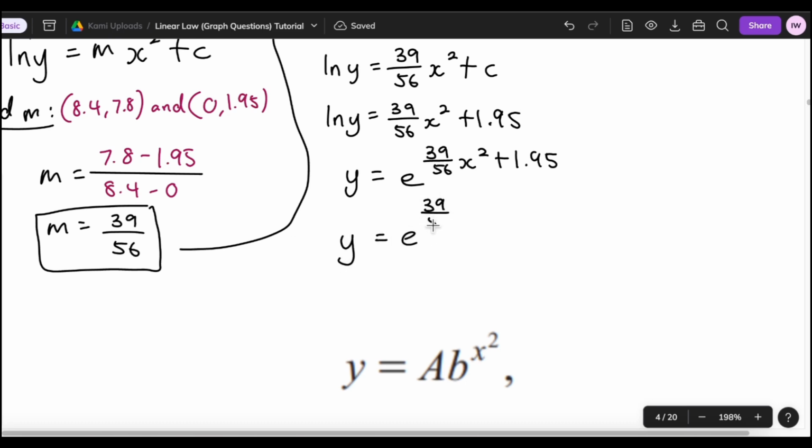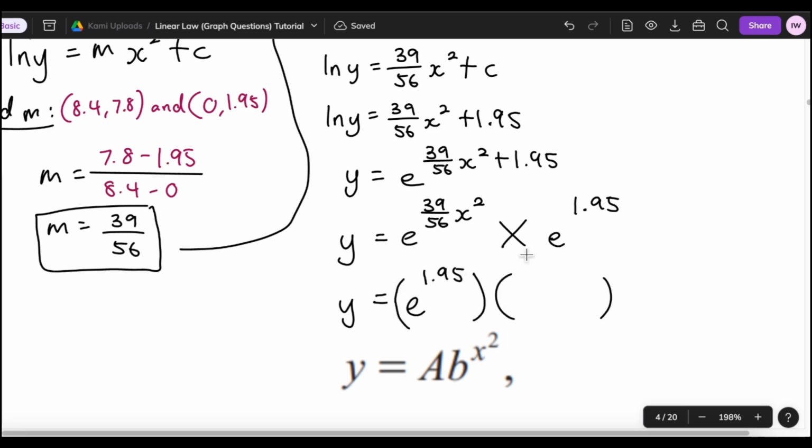And you'll see it as something like this. We're going to take this first part of it and times by e power 1.95. If you were to join them back, you would get back this whole term over here, but instead we're going backwards and we're actually splitting them up. Once you see that, notice how they have written the x squared at the back. So I'm going to take this e power 1.95, slot it at the front here, and this is multiplying with e power 39 over 56 x squared.